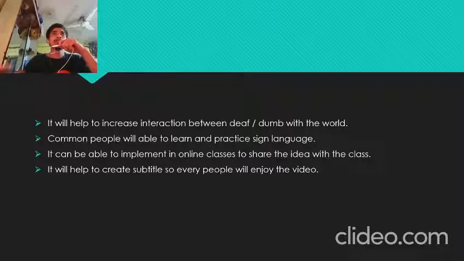As for the uses, the project will increase the interaction between the world and deaf and dumb people, so there will be less gap between normal people and deaf and dumb people. Deaf and dumb people will also be encouraged to represent themselves in society. The second use is that common people will also be able to learn and practice sign language from this. This can be easily implemented in online classes, so deaf and dumb people are also able to share their ideas with the class.